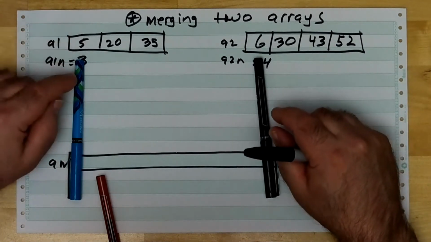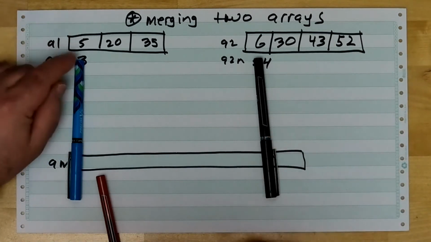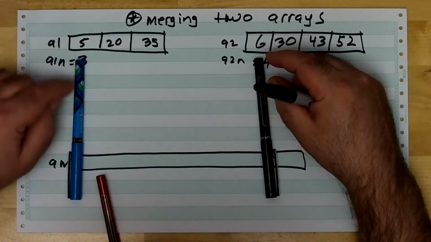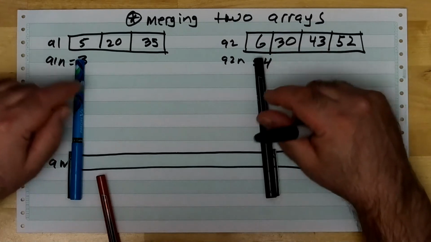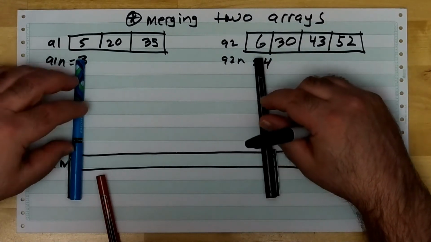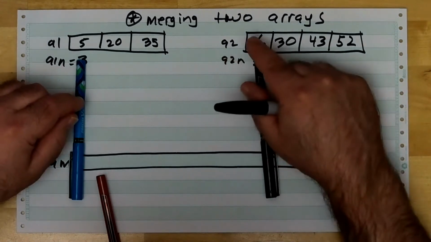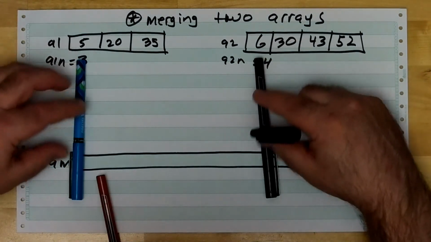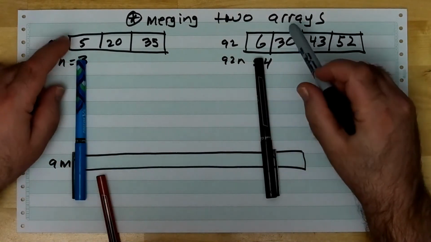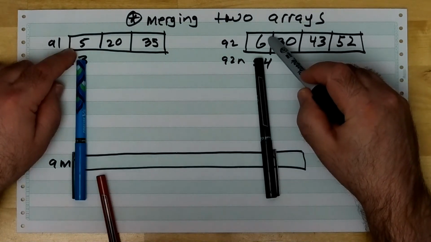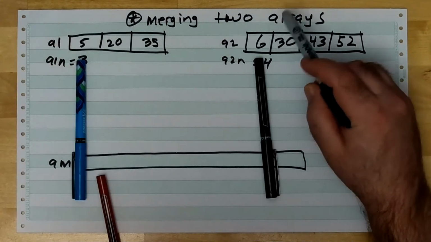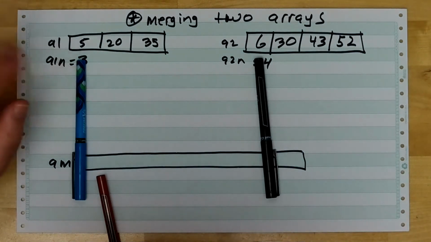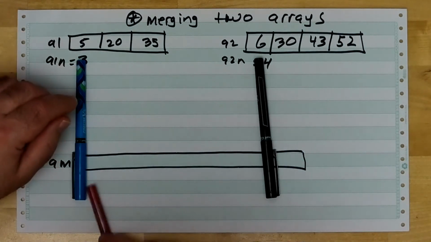So we say, is the element at the blue index less than the element at the black index, right? Is A1 sub A1I, or whatever you want to call your variable for blue, less than A2 sub A2I, right? Okay, so is the green element less than the black one, all right? The answer is yes, because the blue one is less. Did I say green? It's blue. It's early when I record these things.